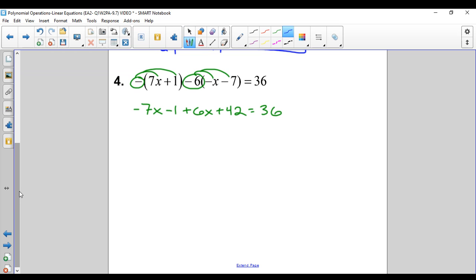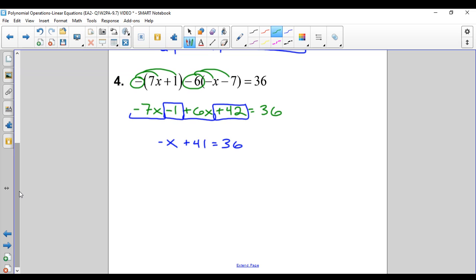Before I move on, I personally like to clean up both sides before I move anything around. So I have like terms to combine. Negative 7x plus 6x is just negative x. I have negative 1 plus 42, so it's plus 41 equals 36. You're not changing sides of the equal sign, so there's no need to add or subtract to both sides. Like we're not adding 7x to 6x or anything like that.